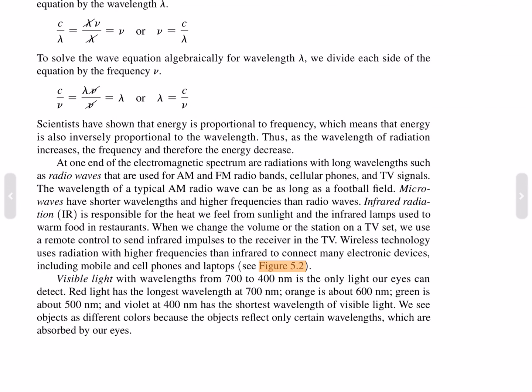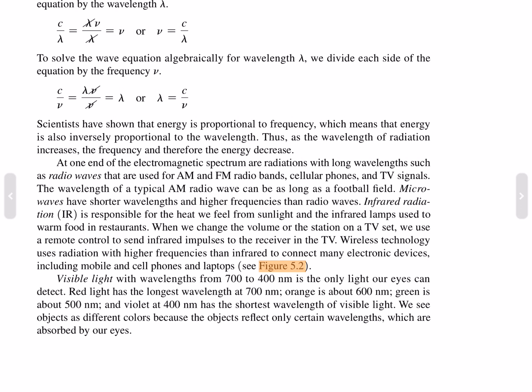Infrared radiation is responsible for the heat we feel from sunlight and the infrared lamps used to warm food in restaurants. When we change the channel on the TV set, we use a remote control to send infrared impulses to the receiver in the TV. Wireless technology uses radiation with higher frequencies than infrared to connect to many electronic devices, including mobile phones and laptops.